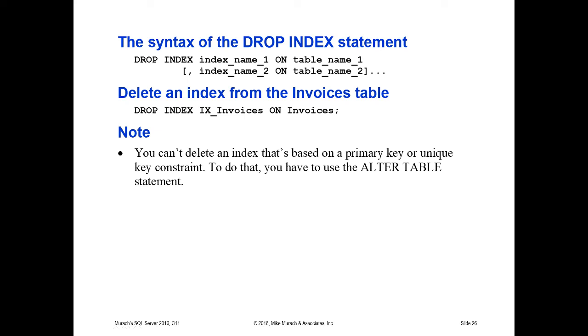Now, if we've created an index and then we don't want it anymore, we can drop it. When we drop an index, we're going to specify the index name and use the on keyword to specify the table. We can't delete an index that's based on a primary key or unique key. To do that, we'd have to use the alter table statement.